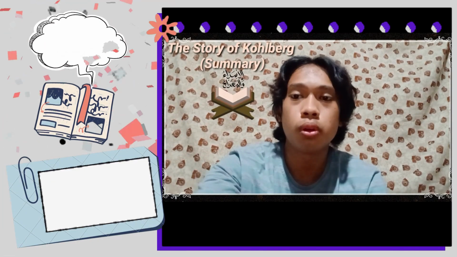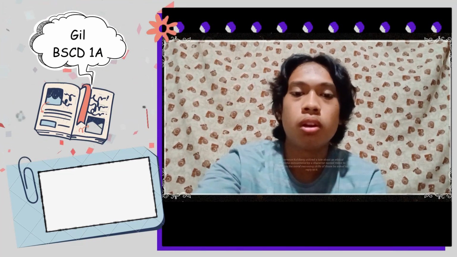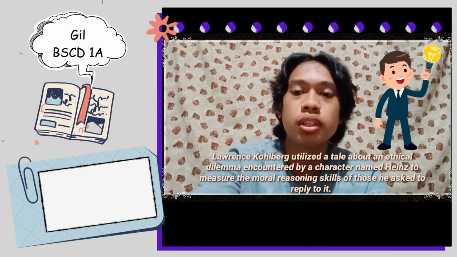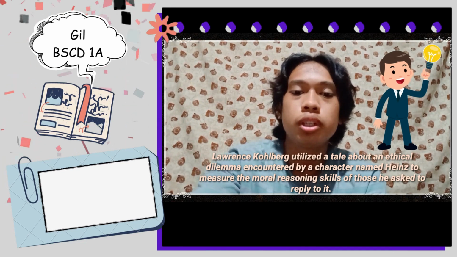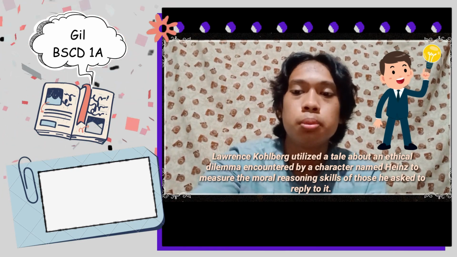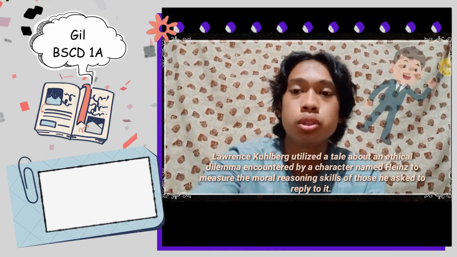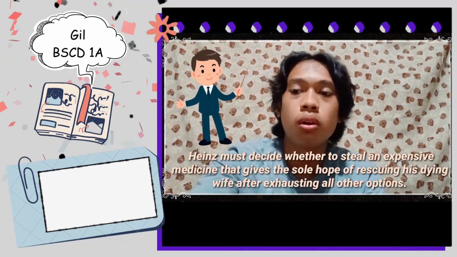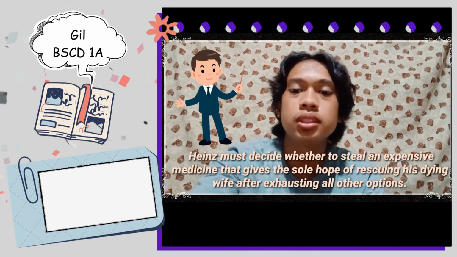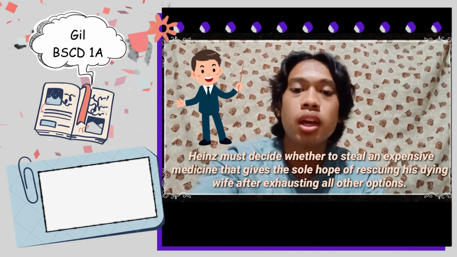The story of Kohlberg. Summary. Lawrence Kohlberg utilized a tale about an ethical dilemma encountered by a character named Heinz to measure the moral reasoning skills of those he asked to reply to it. Heinz must decide whether to steal an expensive medicine that gives the sole hope of rescuing his dying wife after exhausting all other options.